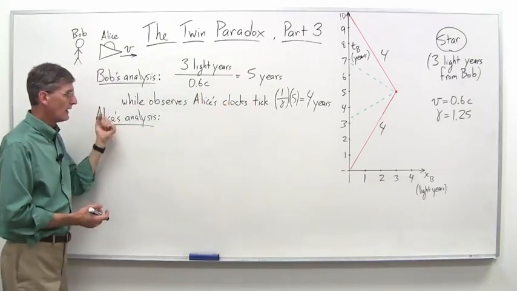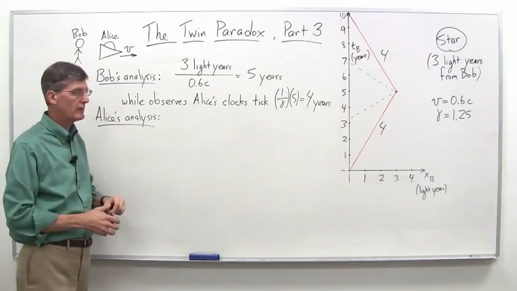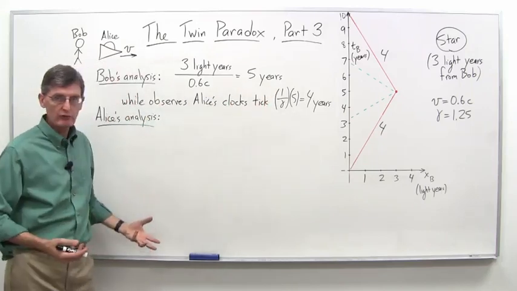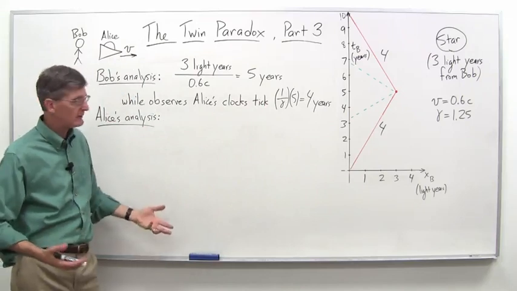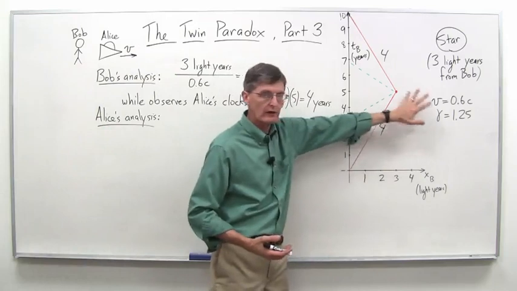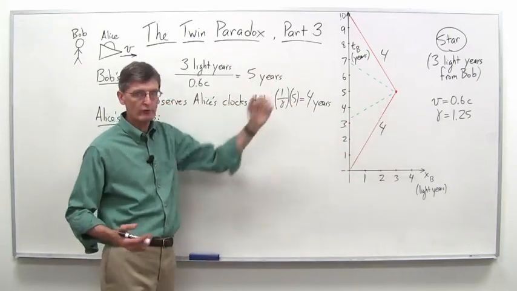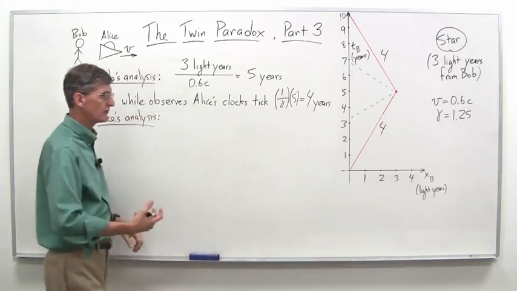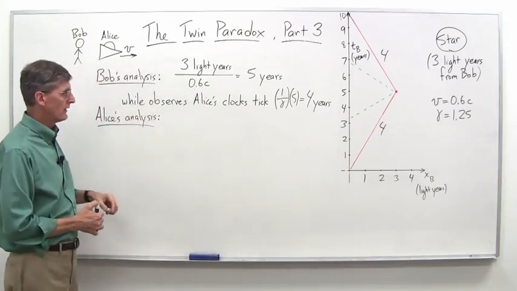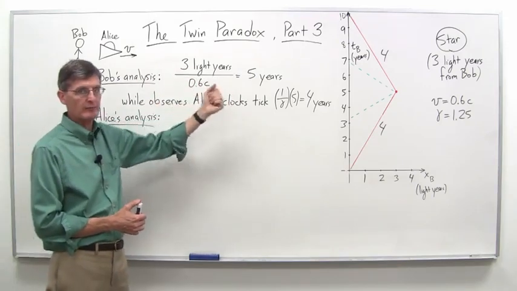Okay? And then he observes Alice's clocks. Alice is moving at velocity v with respect to him. So this is the outbound trip to the star. Her clocks are ticking more slowly because it's a moving clock, time dilation. And so 1 over gamma factor, gamma being 1.25 for velocity 0.6 c. So 5 divided by 1.25 is 4 years. So he will see her clocks tick off 4 years, while his clocks tick off 5 years for the outbound trip. And then she turns around and comes right back again.